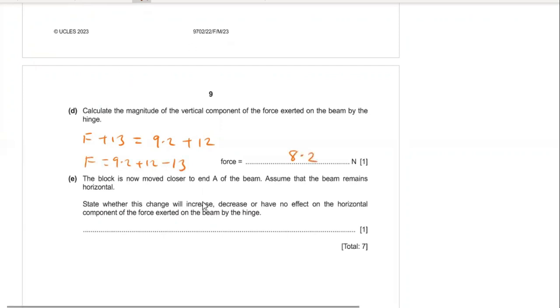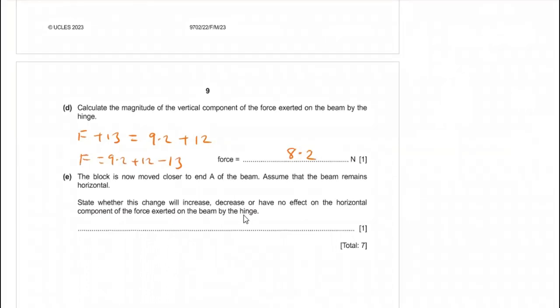Now the block is moved closer to end A of the beam. Assume that the beam remains horizontal. State whether this change will increase, decrease, or have no effect on the horizontal component of the force exerted on the beam by the hinge.